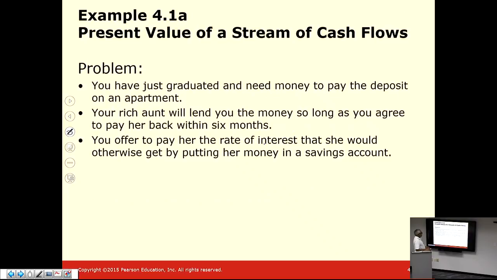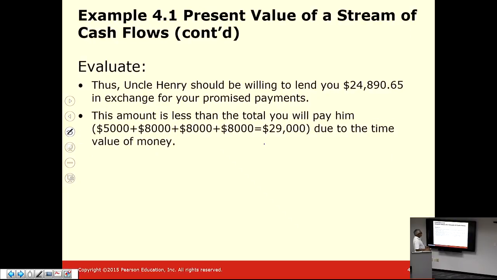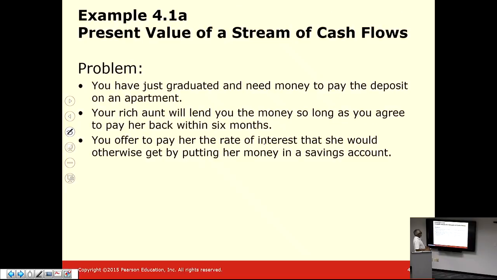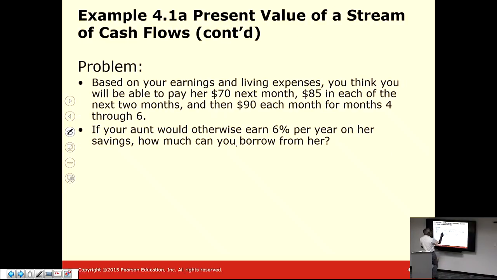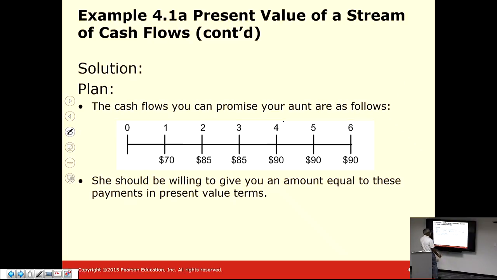Okay, here is another problem. You just graduated, and to pay the deposit on your rent, your rich aunt will lend you the money so long as you agree to pay her back within 6 months. She offers you a rate of interest that is comparable. Here is the rent: $70 next month, $85 for each of the next 2 months, and then $90 for each of the next 3 months. Assuming 6% interest per year, how much money can you borrow?